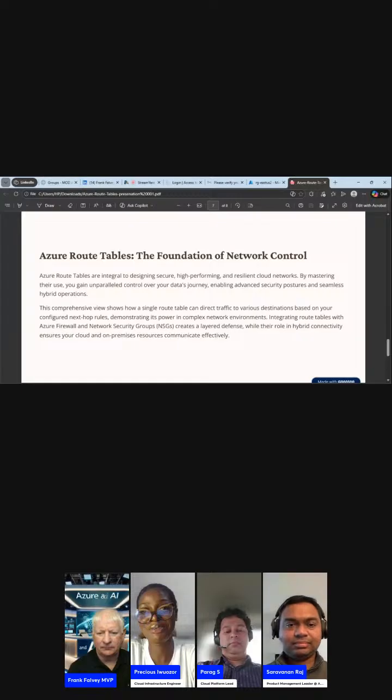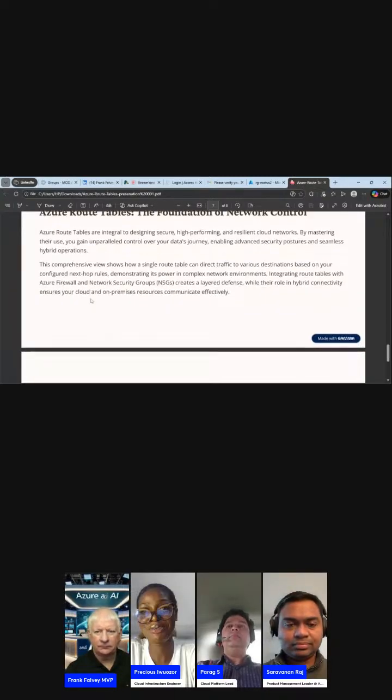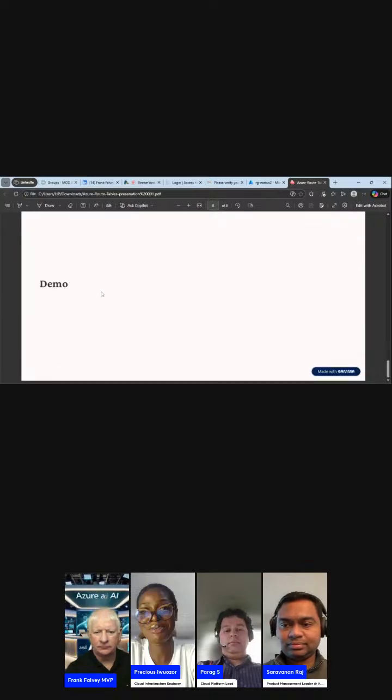Integrating route table with Azure Firewall and network security groups creates a layered defense, while their role in hybrid connectivity ensures your cloud and on-premises resources communicate effectively. So now, right now, I'm going to quickly go over to my demo.